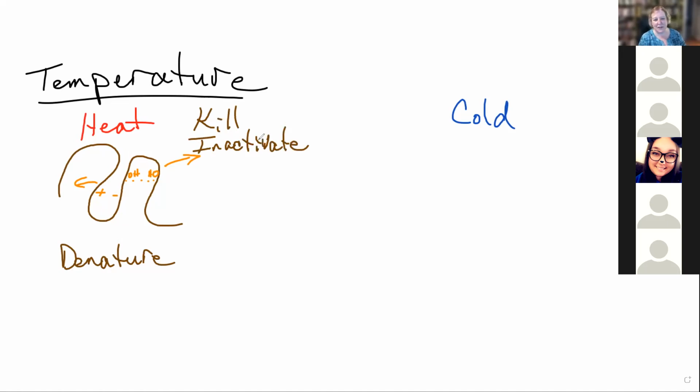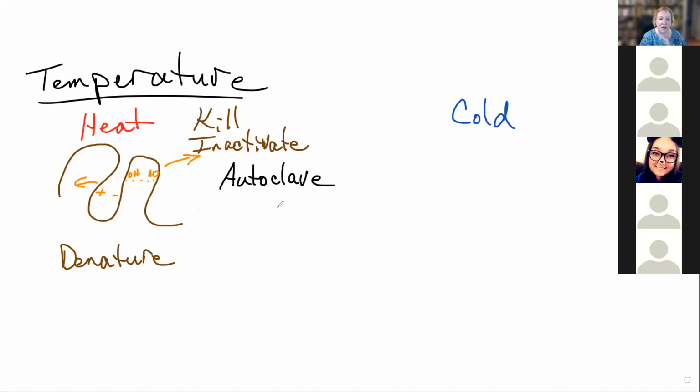Okay, because viruses aren't really alive, so we can't really say that we're killing them. So heat will do that. And we have two different types of heat that we routinely use. In the lab, we use a fancy thing that we call an autoclave.